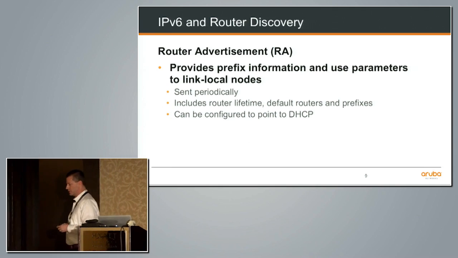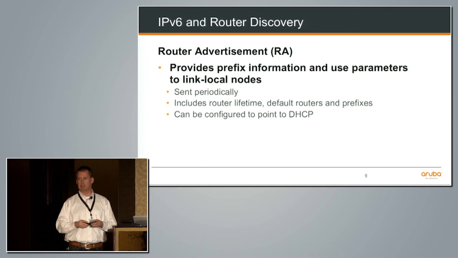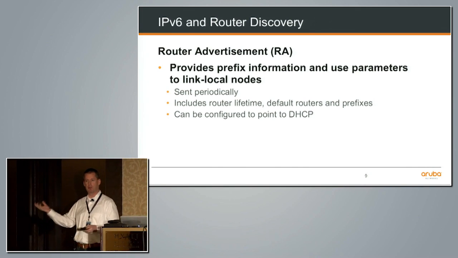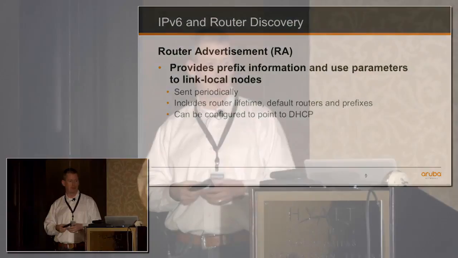The last bullet here ties back to that last piece. You can use the router advertisement to also notify when we want to use DHCP. So am I going to use DHCP just to push options out, things like my domain name, DNS server, those kind of things? Or are we going full stateless?